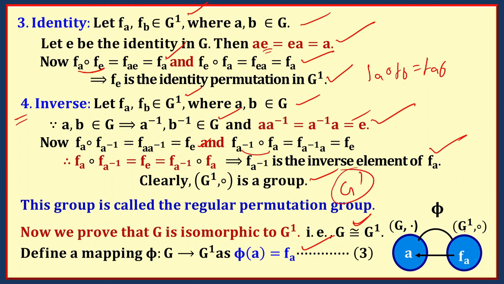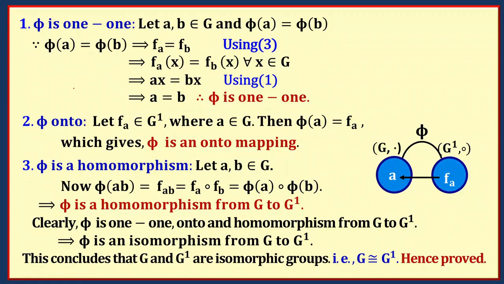G dash is the set of all permutations. Fa is a permutation. A, B, C are elements in G. Pi of A is equal to Fa. Equation 3. Now we prove that pi is an isomorphism. Isomorphism means pi is 1-1, onto and homomorphism.